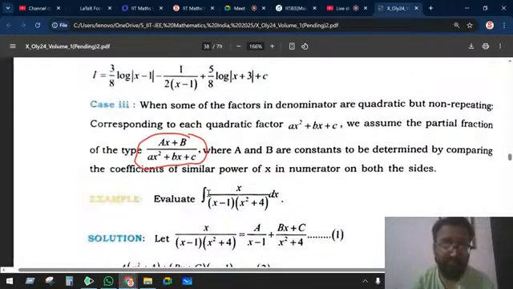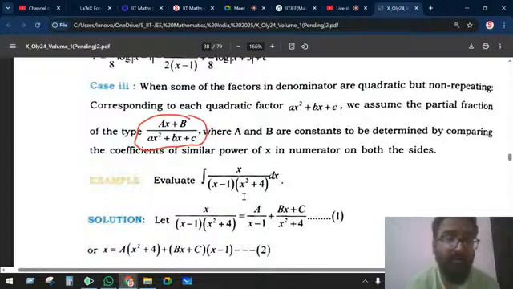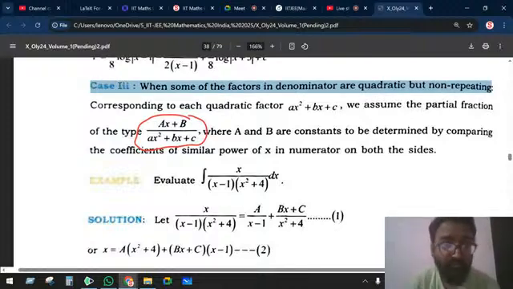Now the next case, where the denominator is quite different. If any factor is a square term, then in the numerator you have to take bx plus c. It is not (x plus 4) whole square, it is x square plus 4. We can't bifurcate it. Is it clear? Yes, sir. This is the third form of the integral. See case 3. This is the third form of the integration.